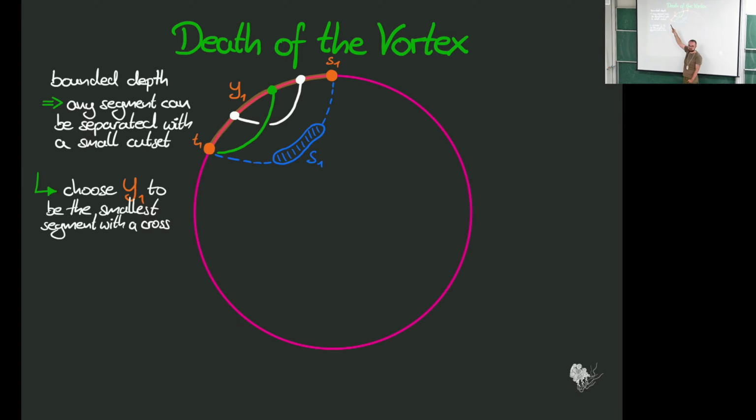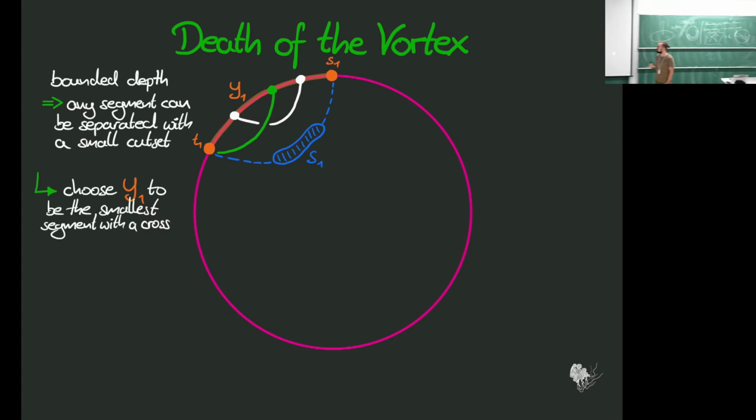Because of this observation, I can just choose my first segment here, y1, to be minimal with the property that after I delete the separator S1, whatever is inside here still has a cross on the pink curve. If such a segment does not exist at all, then I can just delete a small set of vertices, get rid of all the crosses, and then I'm fine again, because then the vortex is done.